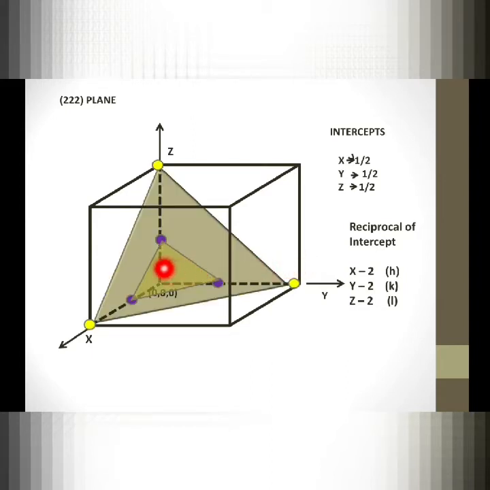This 2 2 2 plane is parallel to the 1 1 1 plane, just below it. The 2 2 2 plane and the 1 1 1 plane are planes of a similar family, that is, the planes 2 2 2, 1 1 1, 3 3 3, 4 4 4 are all parallel to each other, and these are all similar kinds of planes belonging to the same family.